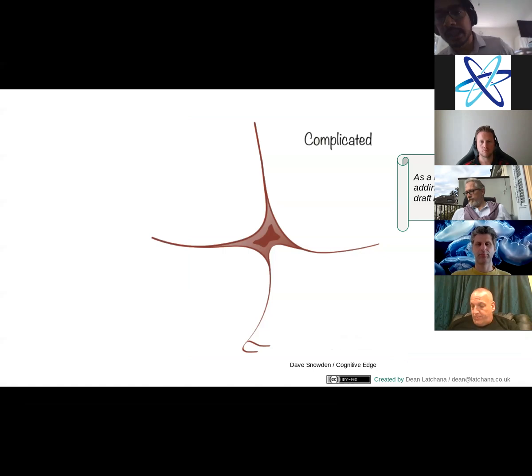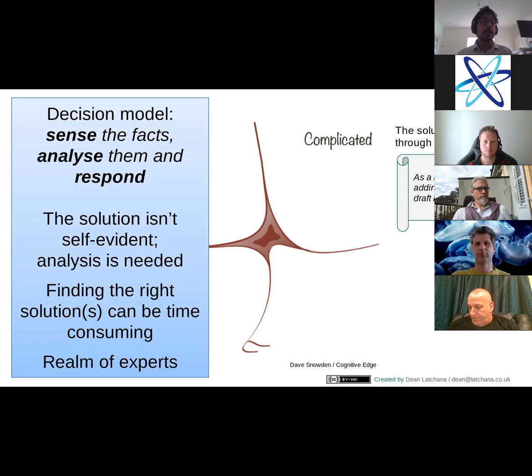Next example, looking at the complicated domain. Again, let's suppose you're a pub manager and you want to serve a new type of draft beer, which is different to previous types of draft beer. Perhaps it's something like an extra cold one, which is chilled to a lower temperature. Here it's not obvious how to serve that beer and how to maintain it. So here we may need to call upon an expert, perhaps from the brewery. So we need to sense the fact, analyze, and then respond to be able to deal with this opportunity. This tends to be the realm of experts, or where we need to do some analysis before we know how to respond. So that's a complicated domain.